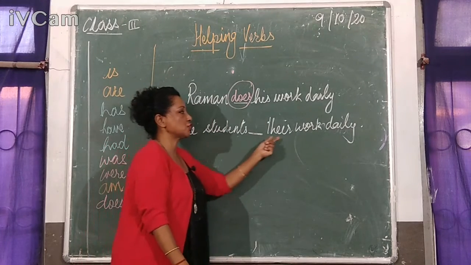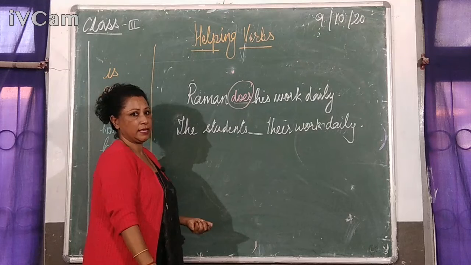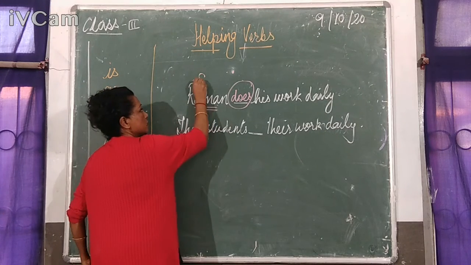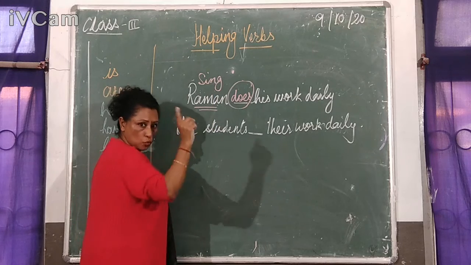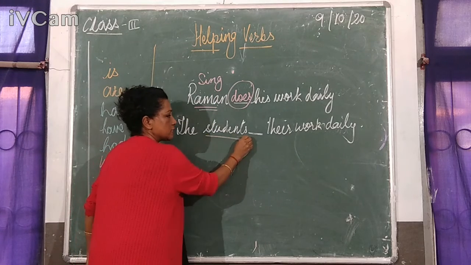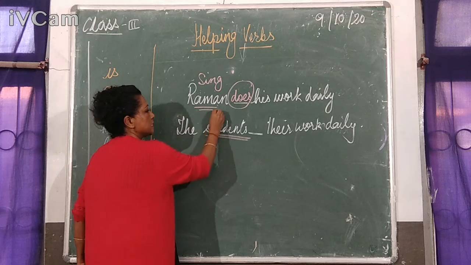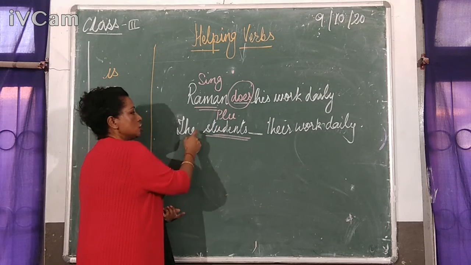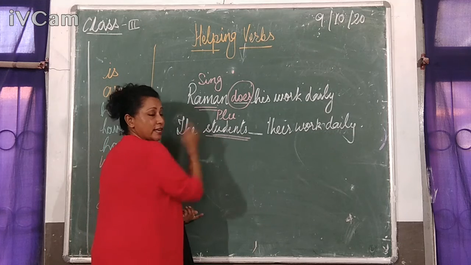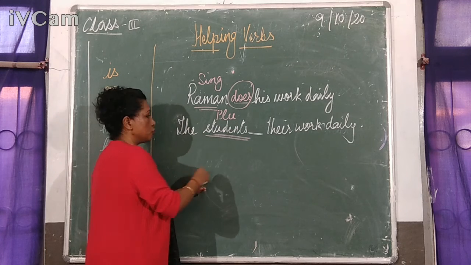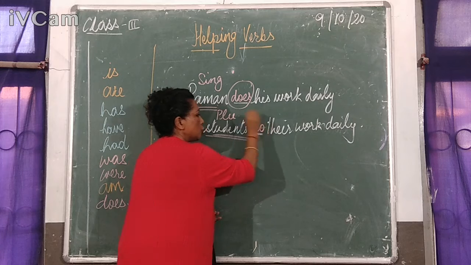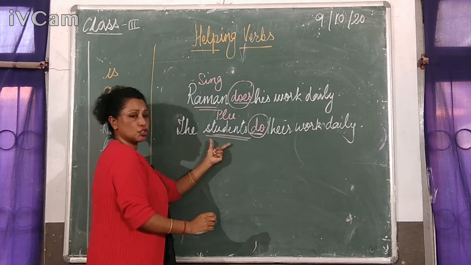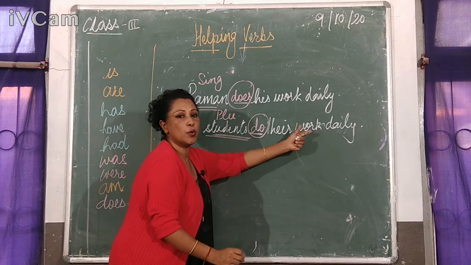The students dash their work daily. So here, Raman was singular. You're talking about one person. Here, students means more than one. This is plural. You're talking about many. So which helping verb? You cannot write does. Do. So students do their work daily.